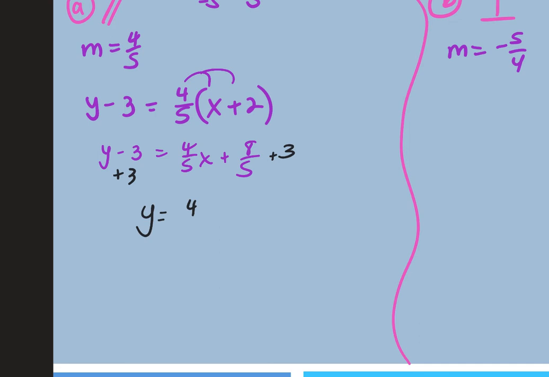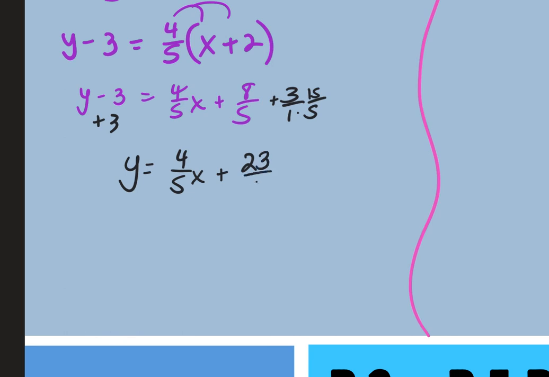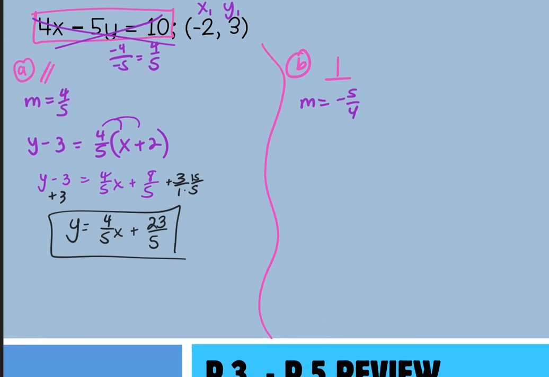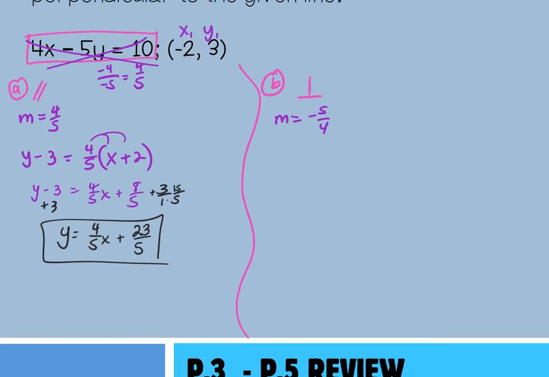y equals 4/5 x, this was 15/5, so this is plus 23/5. No, 23, sorry. That's the parallel one. Then for the perpendicular one, you're using that slope as negative 5/4.